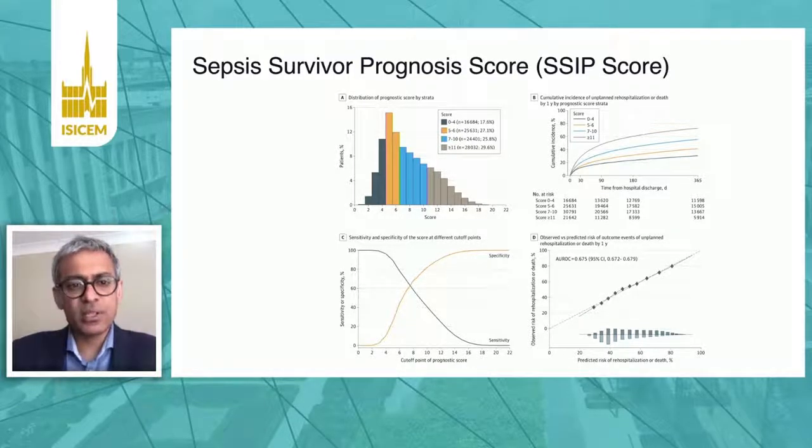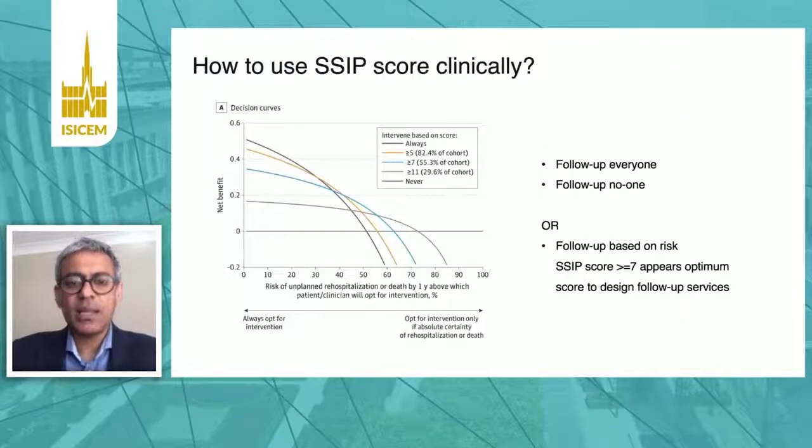So how would you use this SIP score clinically? And to address this important question, we did a decision curve analysis. A decision curve analysis represents a scenario where you as a treating healthcare professional and patient sit together and understand what their risk is based on this score, and then decide whether they would like to have an intervention that you may provide. And I think an example of this intervention would be optimization of their comorbid condition, as an example.